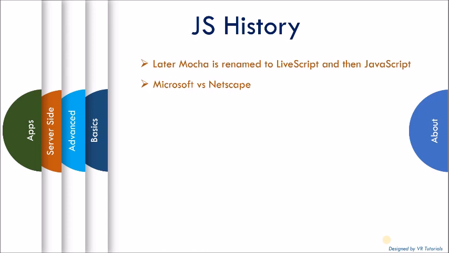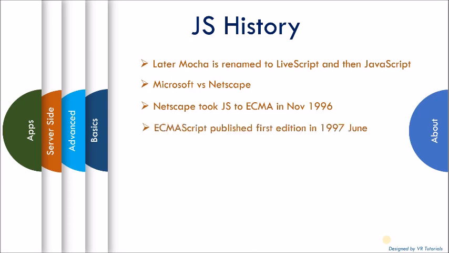Then Netscape thought, okay, let us go to a standardizing committee and get JavaScript standardized, such that every browser manufacturer supports it. So in November 1996, Netscape took JavaScript to the ECMA community, asking for standardization of JavaScript. After careful study, the ECMA community published its first edition, ECMAScript 1, in June 1997.